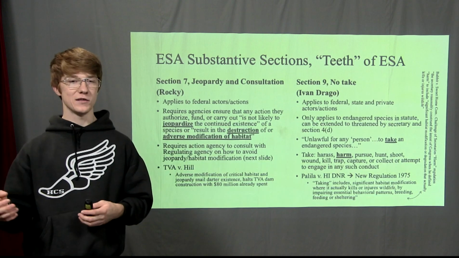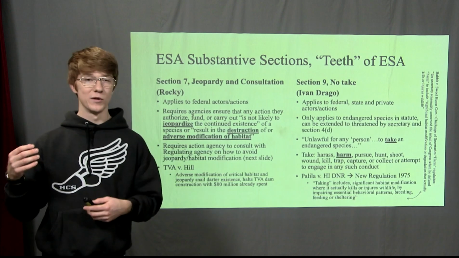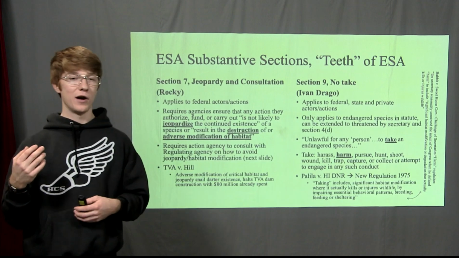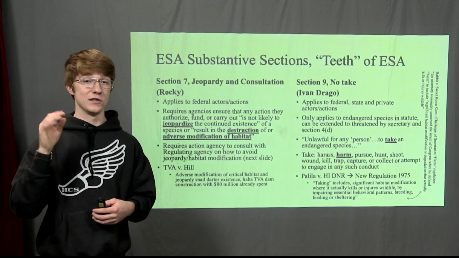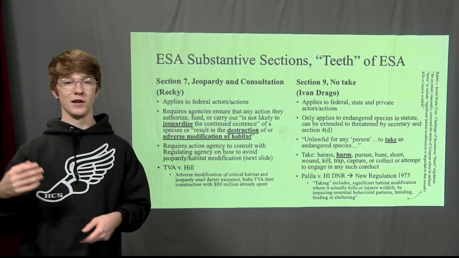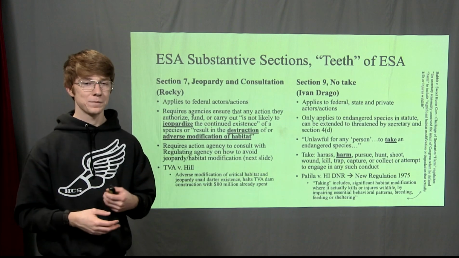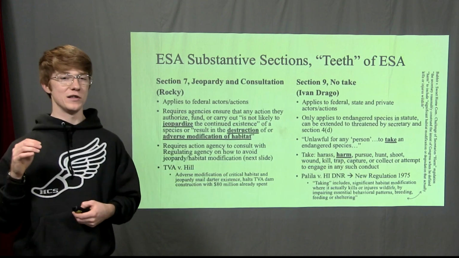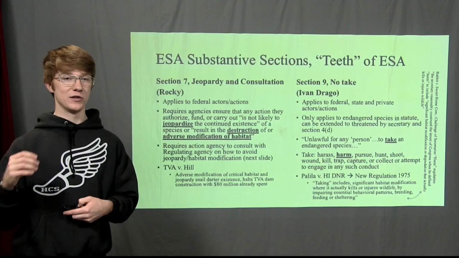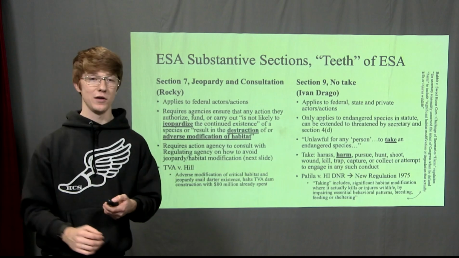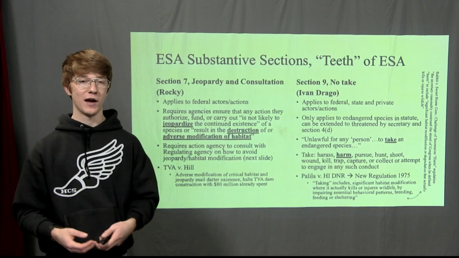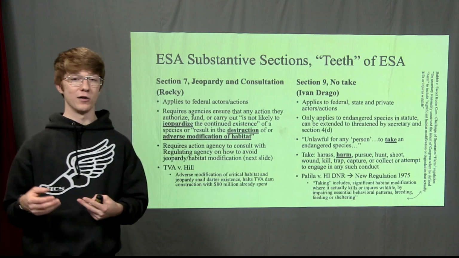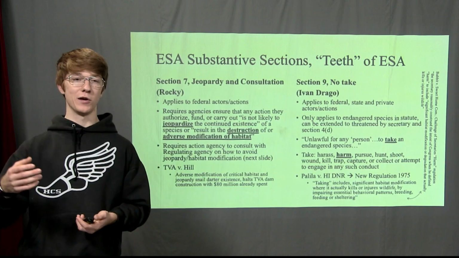Section 7 is only directed towards federal actors and actions, and it requires that an agency ensure that actions will not jeopardize the continued existence of a species or result in the destruction or adverse modification of habitat. Additionally, Section 7 has a consultation provision, which requires these agencies, if they are engaging in potential actions that could result in jeopardy or destruction of habitat, to consult with either the FWS or NOAA on how to avoid causing jeopardy or habitat destruction.